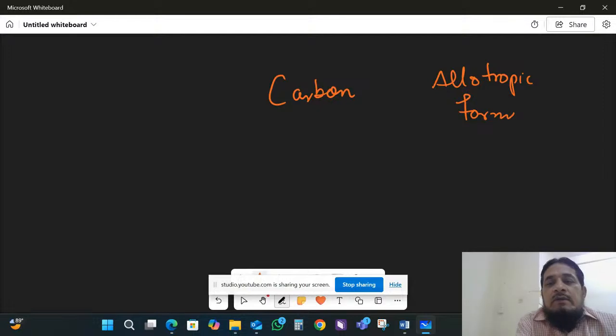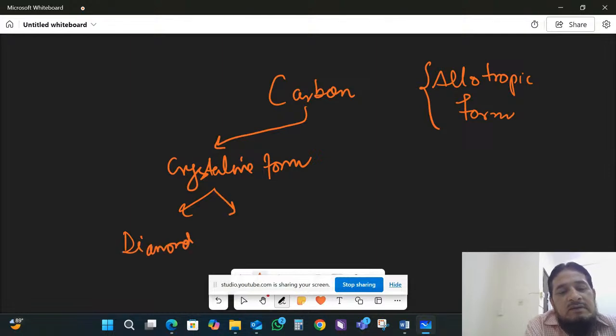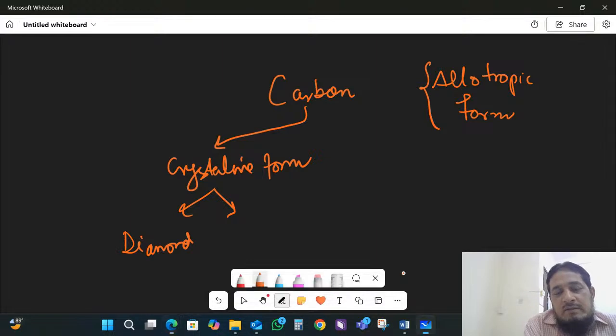So the carbon allotropic forms, like the crystalline forms we have studied, are diamond and graphite. These are crystal-like structures. Crystal structure means that they are in a regular, fixed pattern. Diamond, graphite and the buckyball are the crystalline forms.